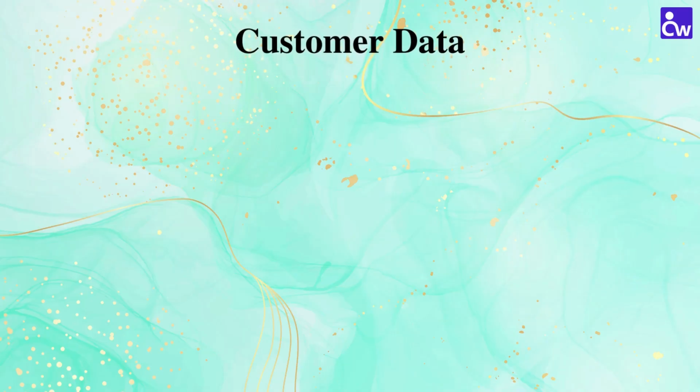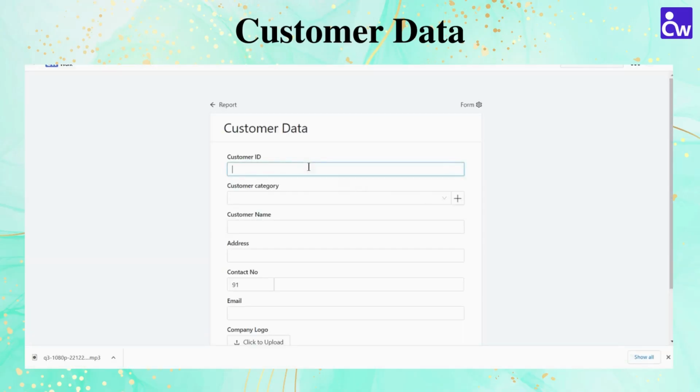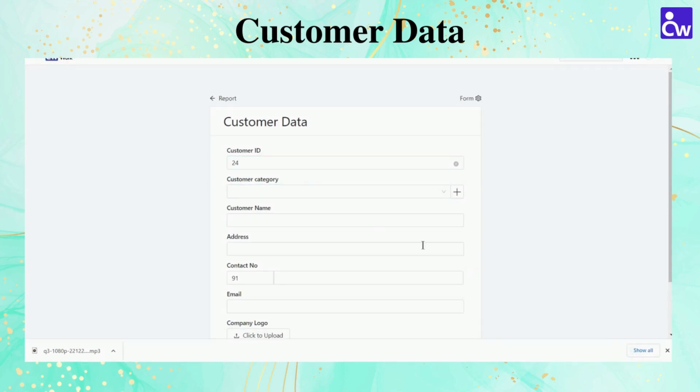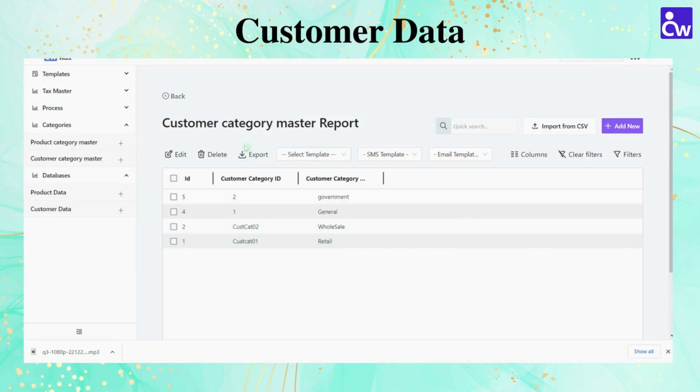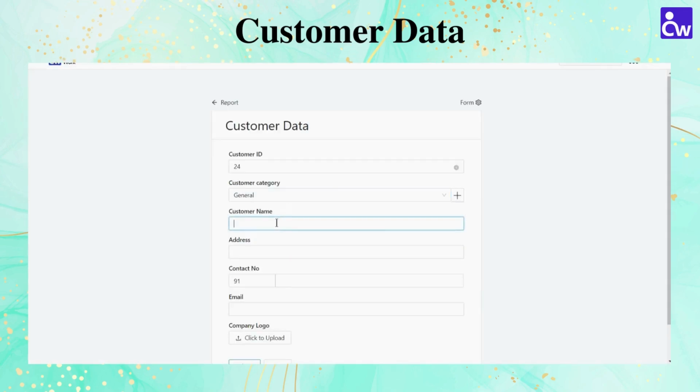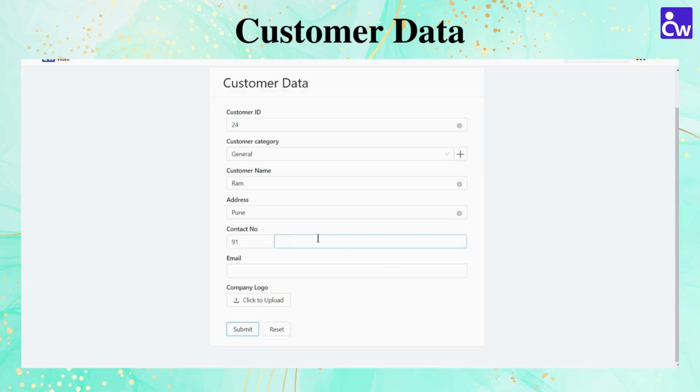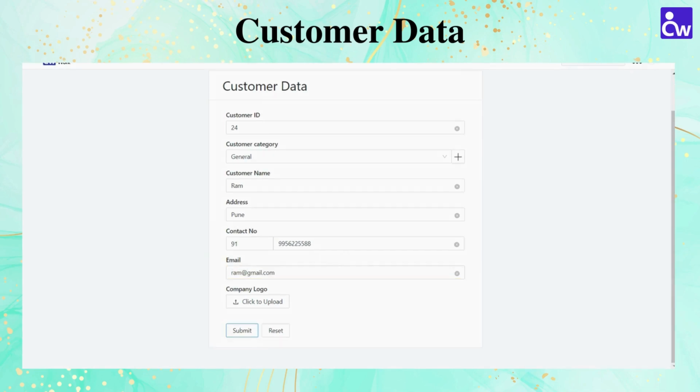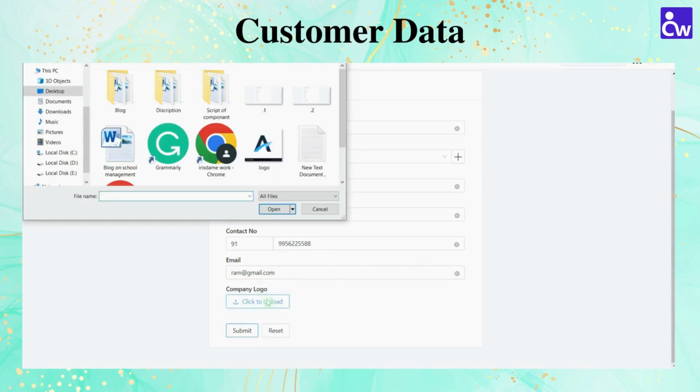Then we will see the customer data form. Let's enter the first customer ID. Next, let's select from the customer category drop-down. We have already created the customer category master form and it is attached here to the drop-down. Let's enter the customer name. Then mention the address. Next, add the contact number and email. After that, click on the Upload button for company logo and upload the logo and submit the form.